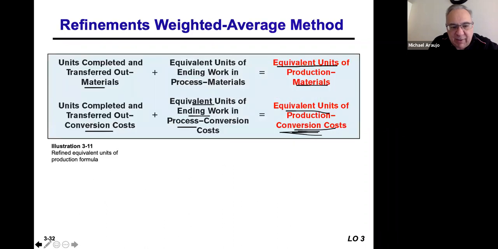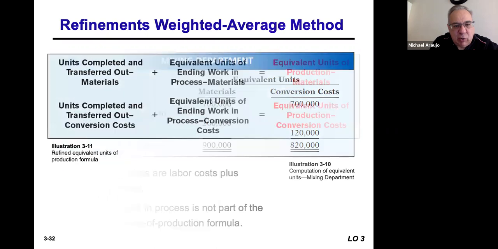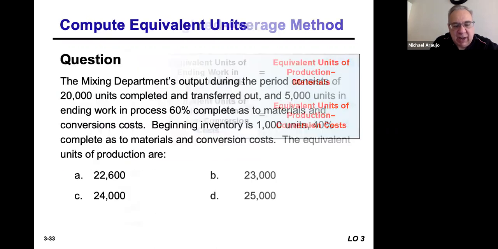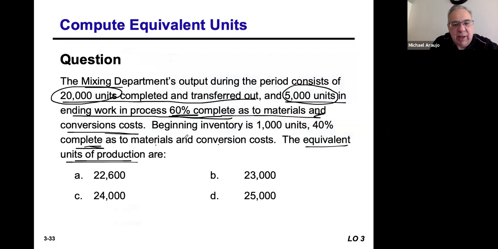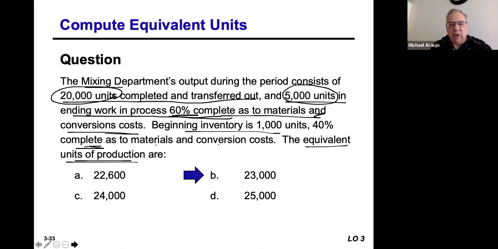So let me go back to a note that's given here. The beginning work in process is not part of the formula. And so that might help us a lot in understanding whether we even count this 1,000. And what do you think? If you said we don't, you're right. So it's important to understand that the correct answer here is B.